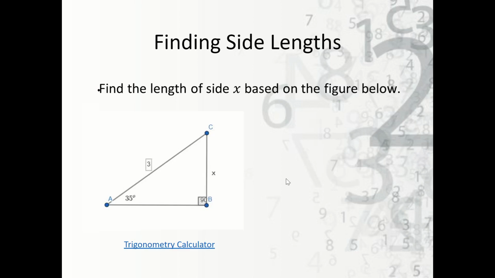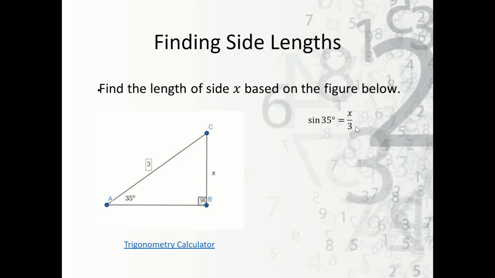Let's look at one more example. Now we have that this is 35 degrees, and we know that this side is x and this side is 3. So we know the opposite and we know the hypotenuse. We'll go ahead and set it up. Opposite and hypotenuse would be sine. So we're going to say sine of 35 degrees is equal to x over 3.